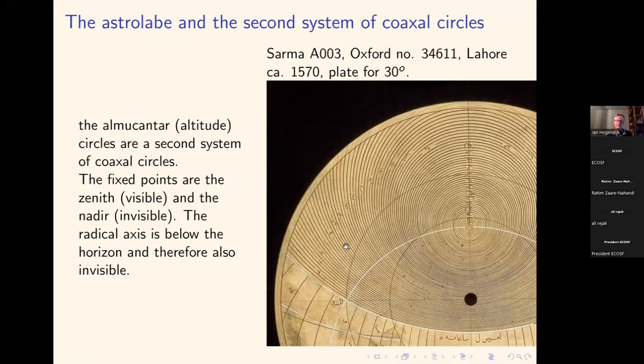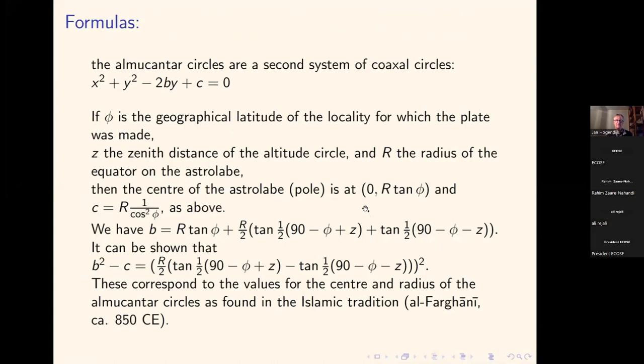And again, the formulas become a little bit more complicated, but you can do the same thing. And the formulas you get for B and for C correspond to the values for the center and the radius of these circles that were computed in the Islamic tradition, starting with Al-Farghani in the 9th century. Again, I hope that this all shows to you also that the Islamic mathematical tradition is really complicated and deep.